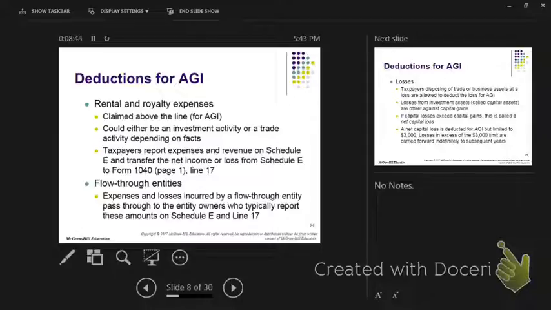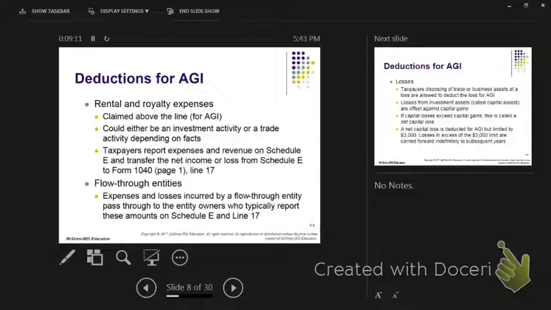Now, the rental and royalty, if you notice, it's going to flow to line 17. Line 17 on the 1040 says rental real estate, royalties, partnerships, S corporations, trusts. So there's quite a few things that can be on here. This is still above the line. There's a lot that can go on this little guy. Notice at the top it just says supplemental income and loss, whereas the other one said business income. The other one is pretty specific. This one can have a lot of different things on it.